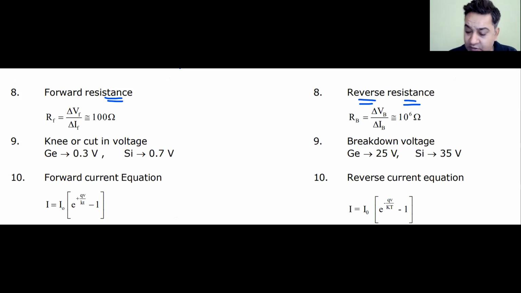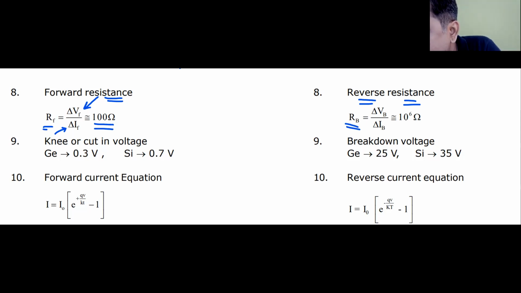Yes, sir. Forward resistance, RF, is forward voltage divided by forward current. As you can see, forward resistance is very low. Reverse resistance is reverse voltage divided by reverse current, and it is very high. Do we understand this?